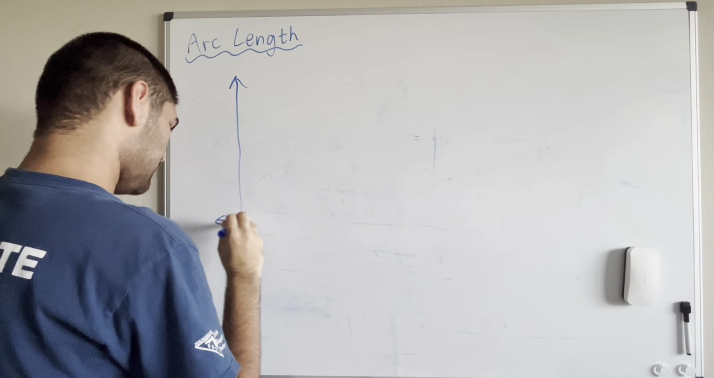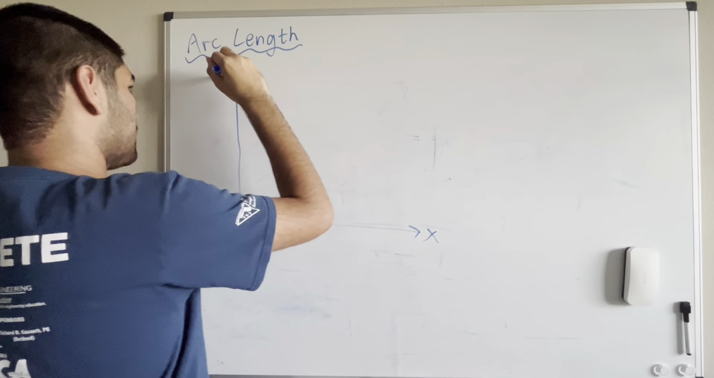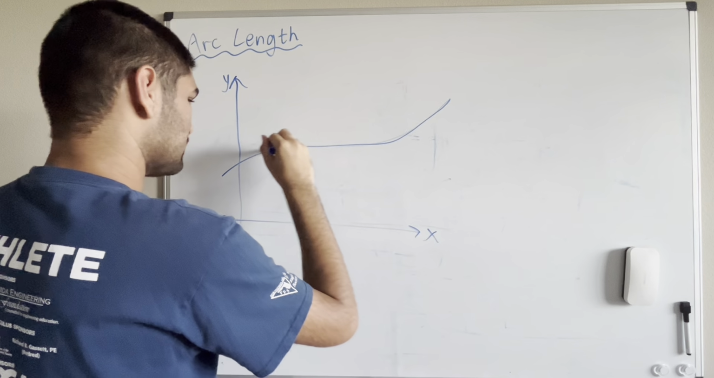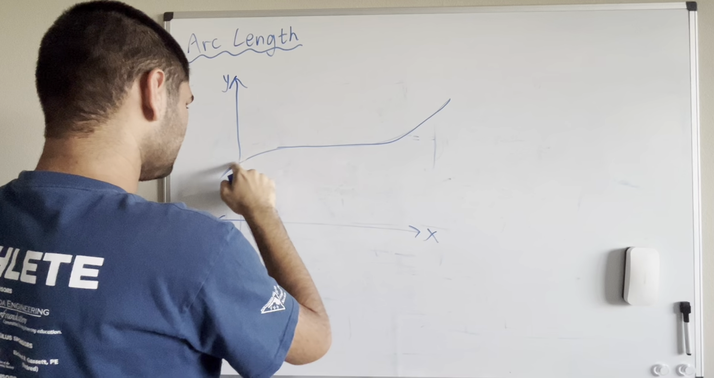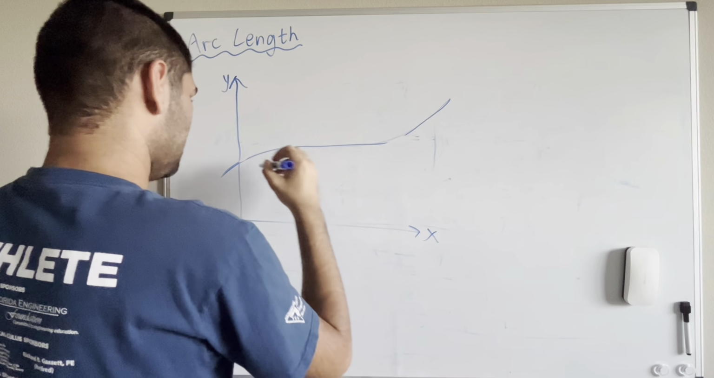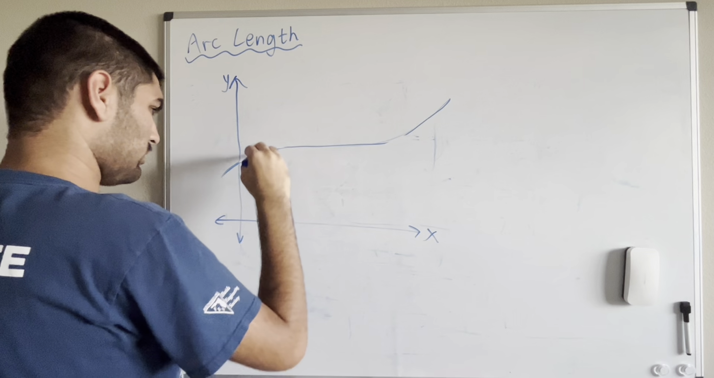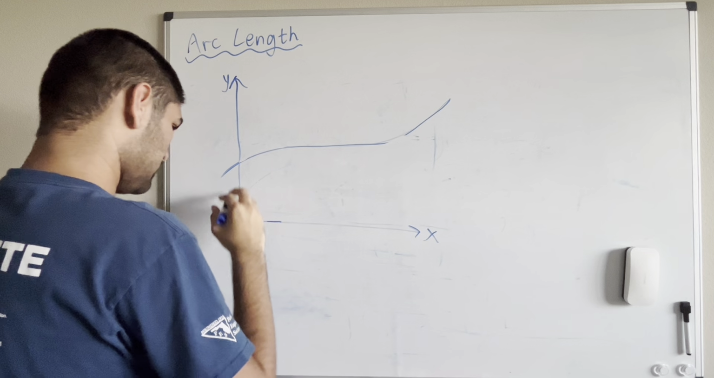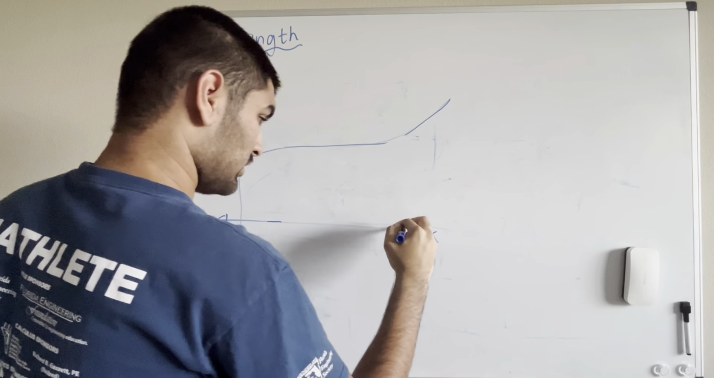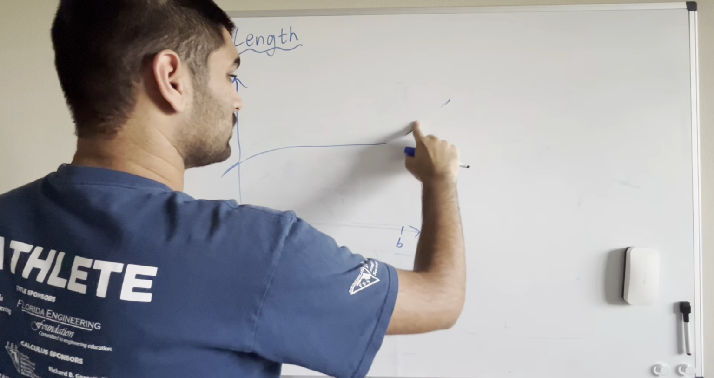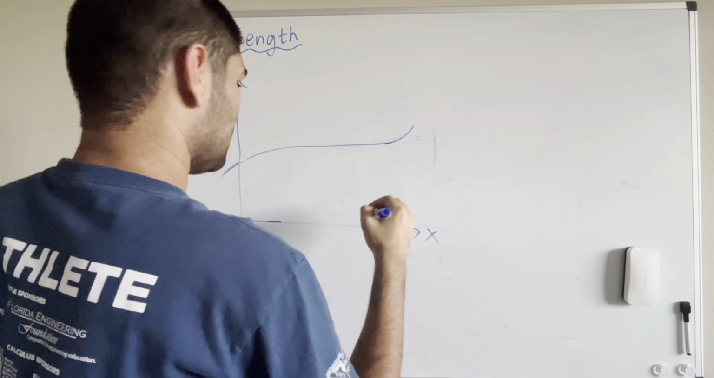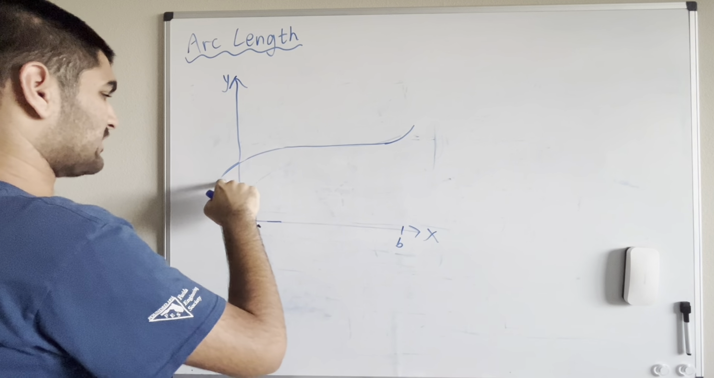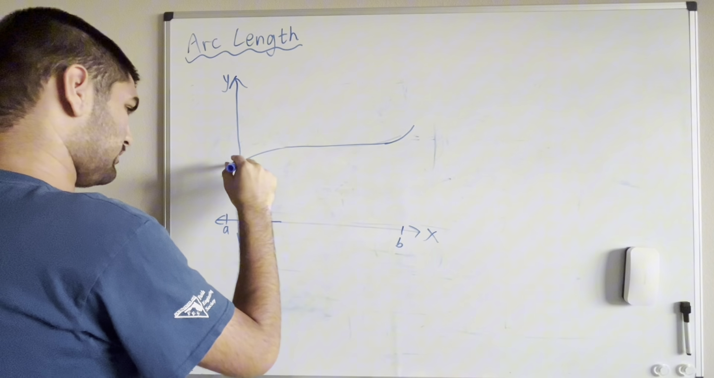So let's begin by examining some curve in the xy plane. And let's say it looks something like this. Let's call this x, actually. So let's call this A and this B. Okay, so we basically want the length of this curve on the interval from A to B, right? That's what arc length is. We're trying to find the length of this curve from A to B.